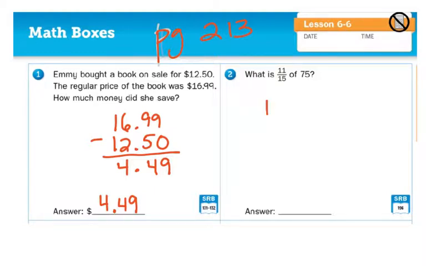What is 11/15 of 75? Of just means to multiply. Well, let's go ahead and multiply. What is 11 times 75?